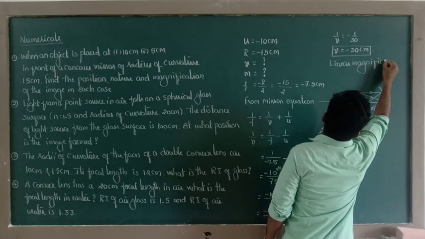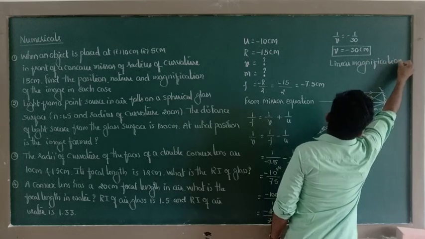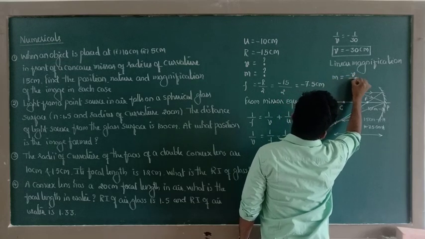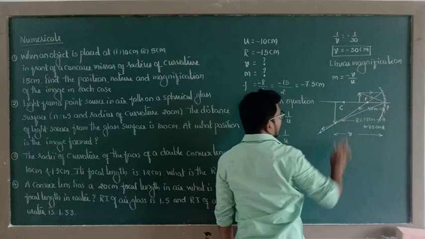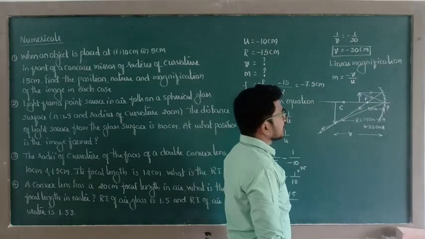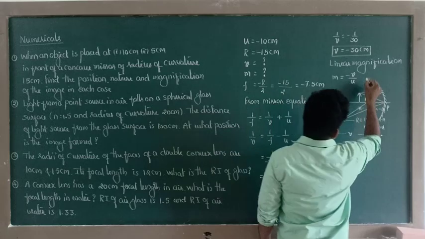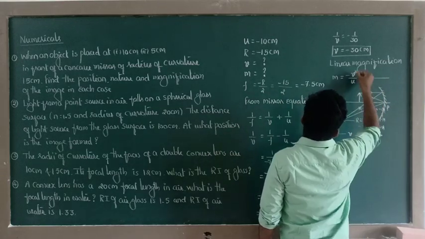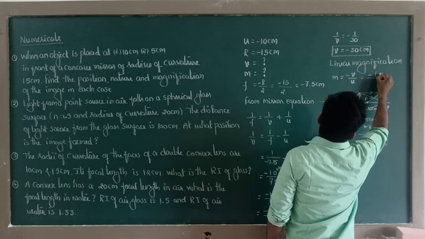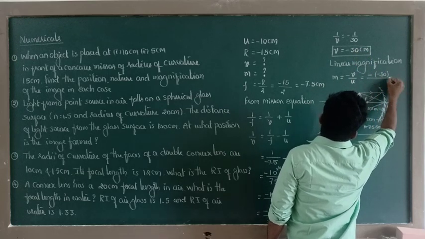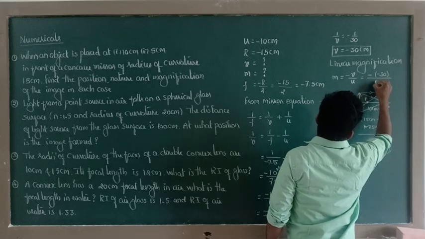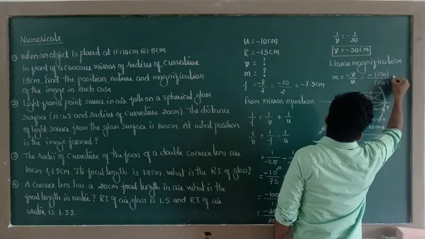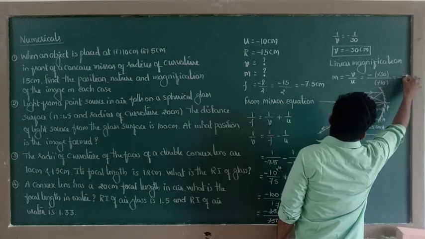Linear magnification, so that is m is equal to minus v divided by u. We know this relation in case of spherical mirrors, and this is equal to minus v, which is minus 30, divided by u, which is minus 10. Minus minus get cancelled, so this is equal to minus 3.